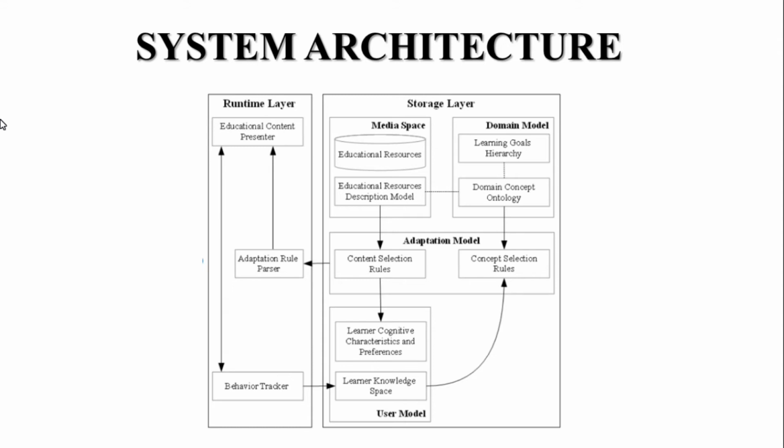It contains concept selection rules and content selection rules. Concept selection rules are used to choose appropriate concepts from the domain model. On the other hand, we apply content selection rules to choose suitable educational resources from the media model. These rules must be tuned with the user module so that the selections are correct. The user module contains information and data about the user.